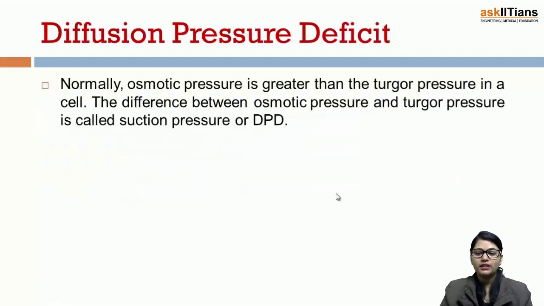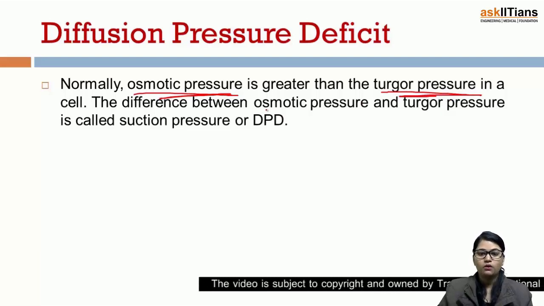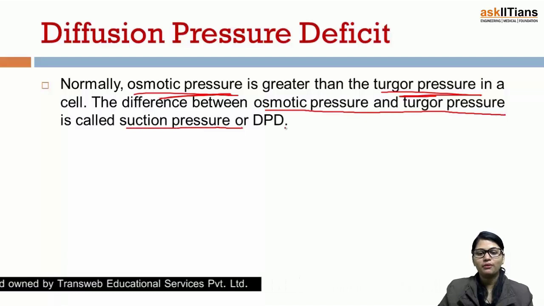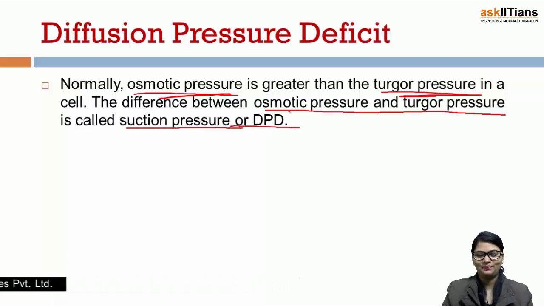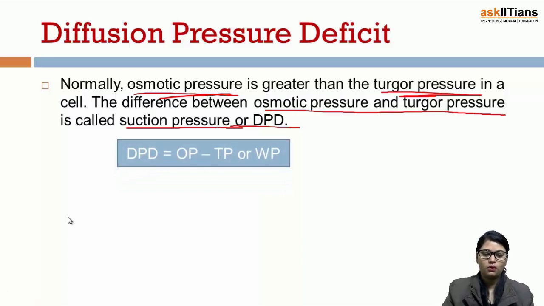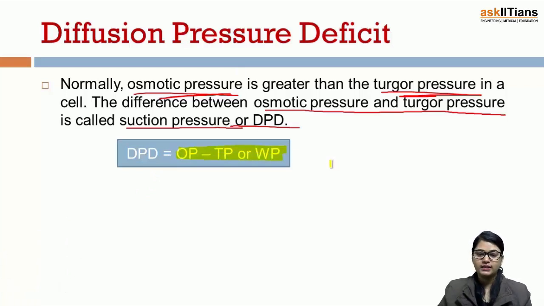Normally, osmotic pressure is greater than the turgor pressure in a cell. The difference between osmotic pressure and turgor pressure is also known as the suction pressure or DPD. DPD is equal to OP minus TP. Turgor pressure and wall pressure are the same, so DPD is OP minus TP or WP.